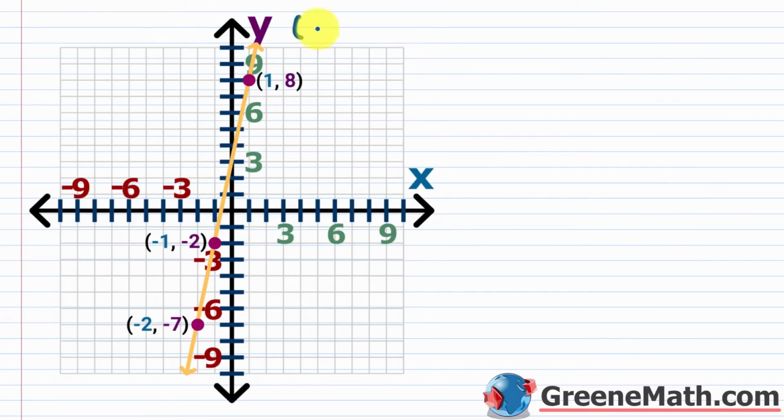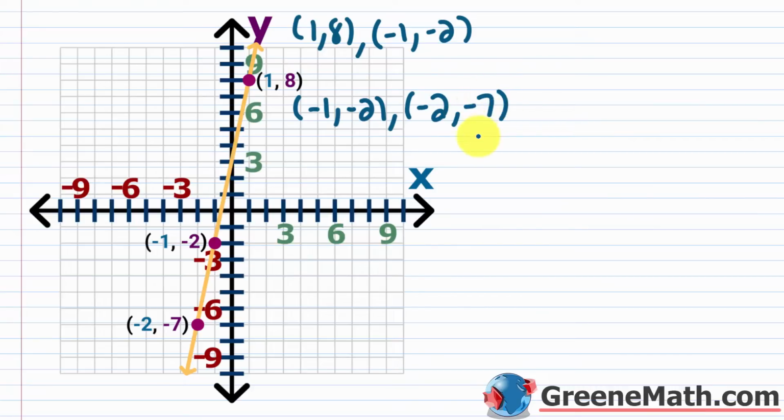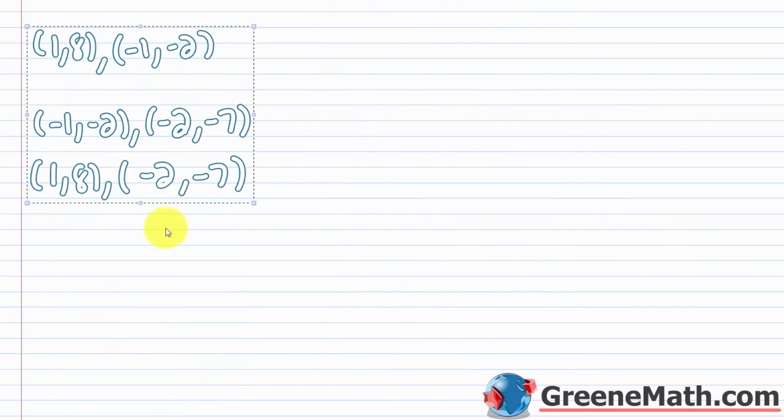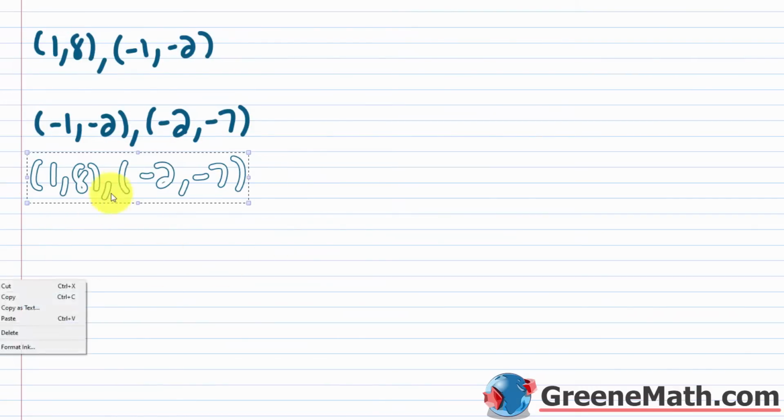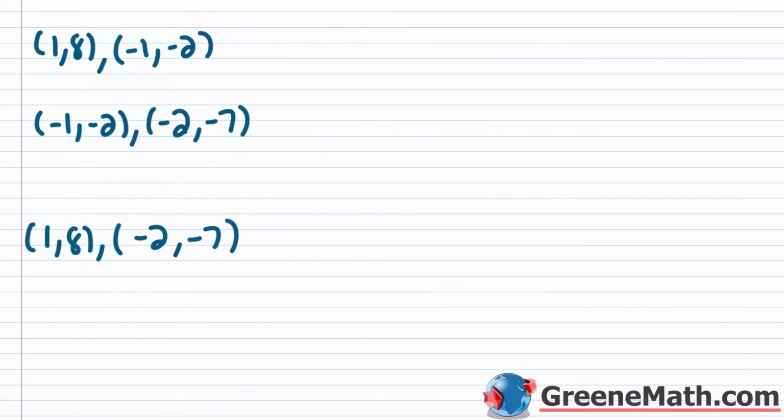So first we're going to work with (1, 8) and then (-1, -2), and then we're going to work with (-1, -2) and (-2, -7), and then lastly, 1 comma 8 going down to (-2, -7). Let me paste this in here, and I'll put myself a little room there. I'm just going to label everything really quickly.